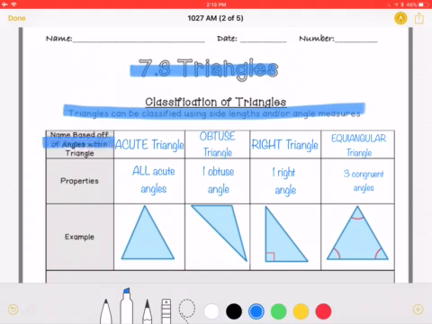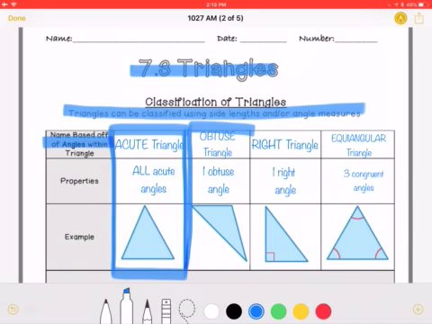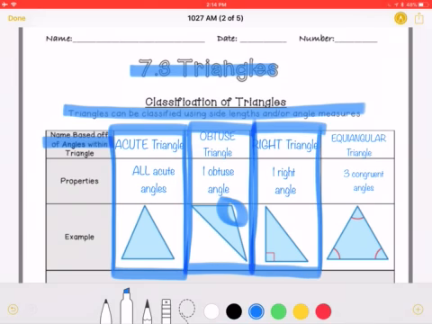So we have an acute triangle. That means all of the angles within are acute angles. We have an obtuse triangle. There is one obtuse angle. If there's an obtuse angle in that triangle, then it automatically becomes an obtuse triangle. We have a right triangle. Again, if there is one angle that is right, then that makes it a right triangle.